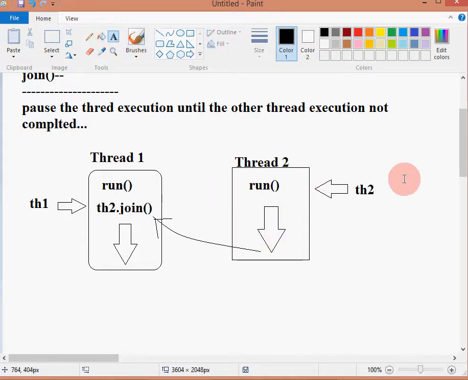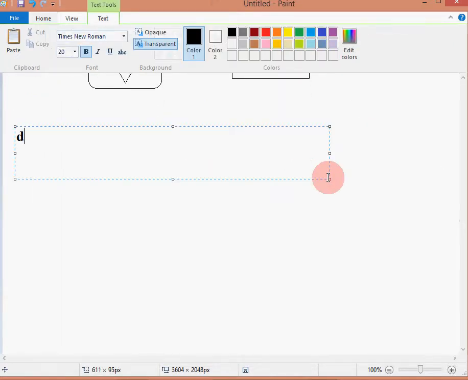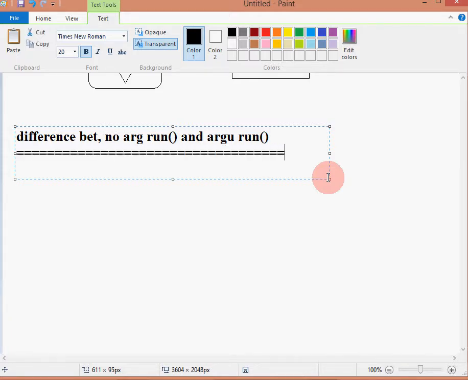Then what is the difference between the no-argument join method and the argument join method? Okay, what is the difference between the no-argument method and the argument method, otherwise called a parameter?